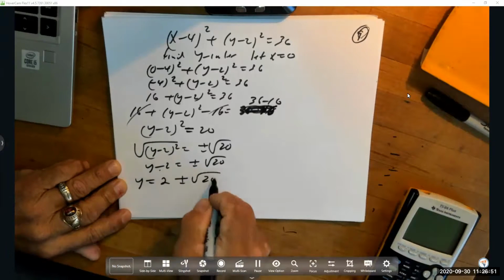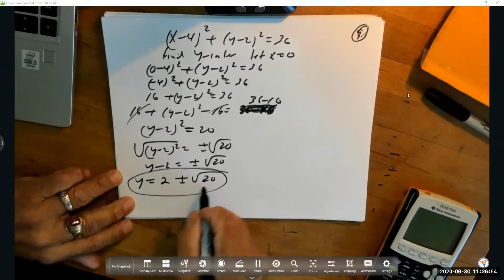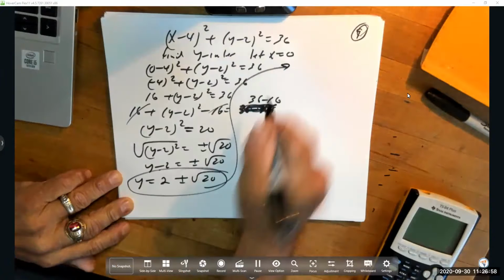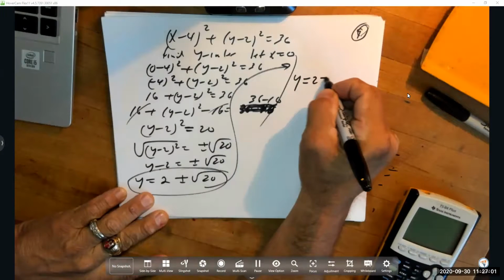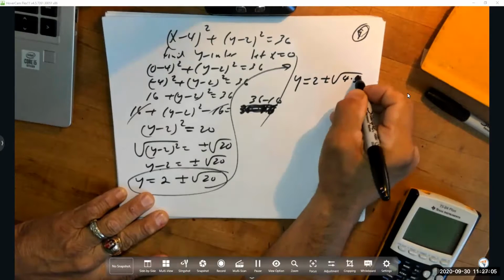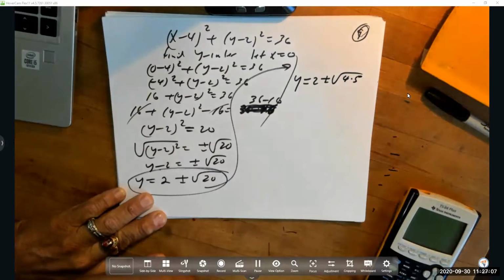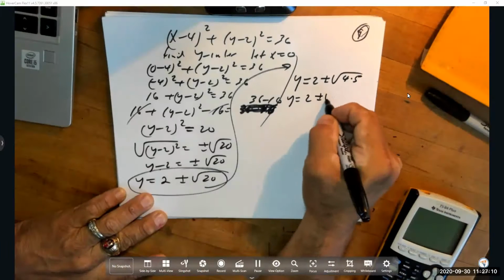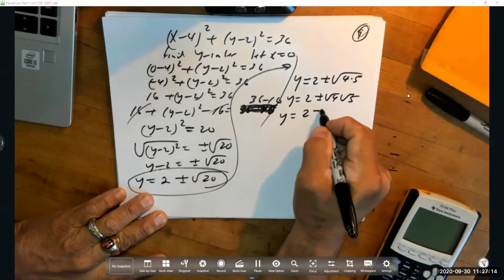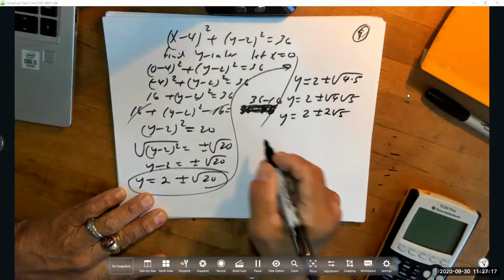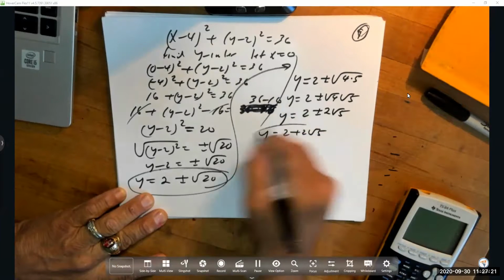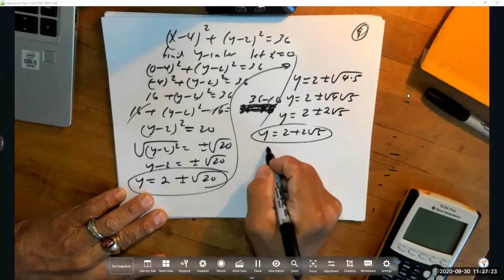All right, so now I'm going to fix this right here. Two numbers that give you 20, I'm going to tell you what they are. 4 times 5 is 20. Is that right? Yes. And if you go 2 plus or minus the square root of 4 times the square root of 5, that's going to give you 2 plus or minus 2 square root of 5. So y is going to give you 2 plus 2 square root of 5, and y is going to give you 2 minus 2 square root of 5.